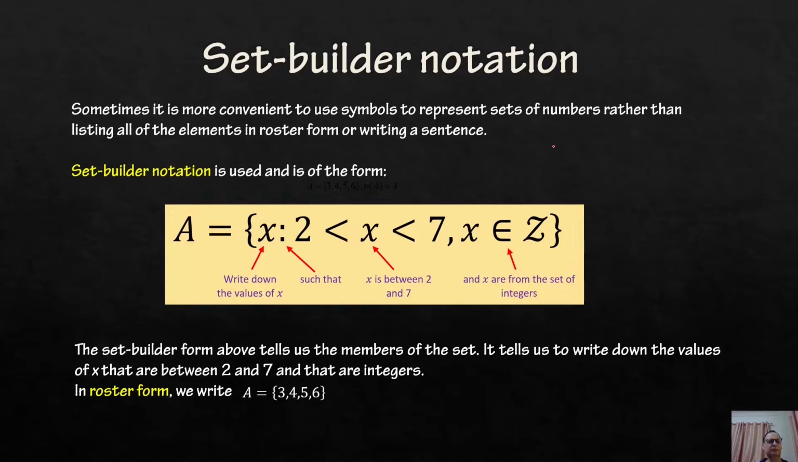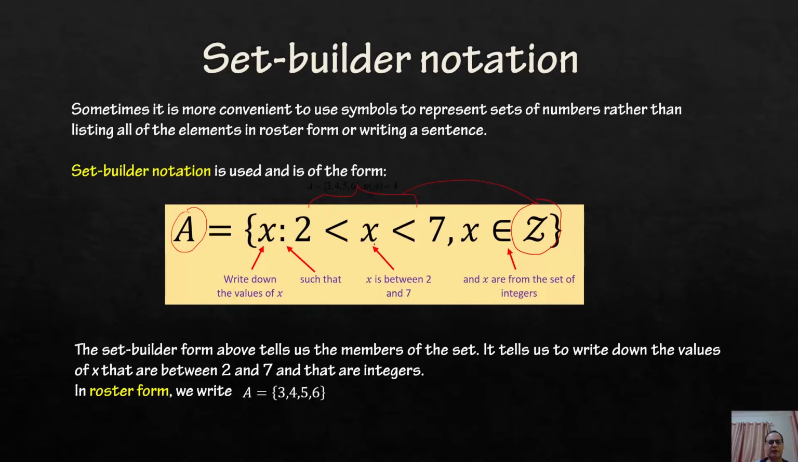Set builder notation. Sometimes it's more convenient to use symbols to represent sets of numbers rather than listing all of the elements in roster form or writing a sentence. This is an example of set builder form. We start by giving the set a name. Set A equals X such that 2 is less than X and X is less than 7. That basically means that X is any number between 2 and 7. But we look at the kind of number, integer.